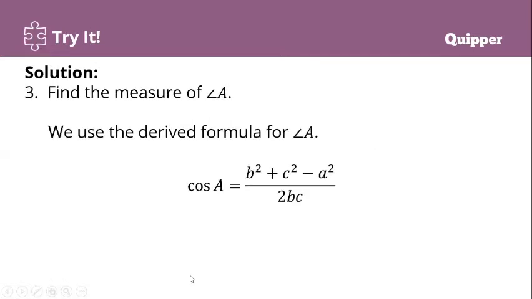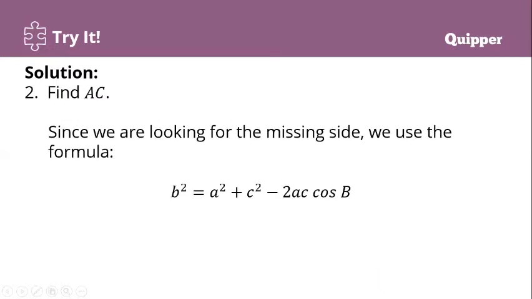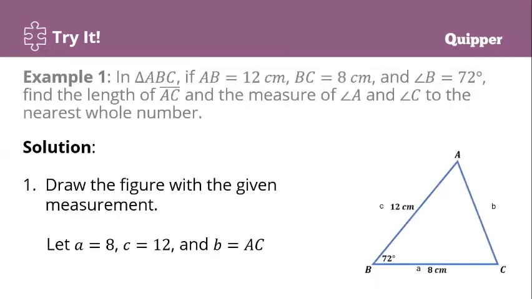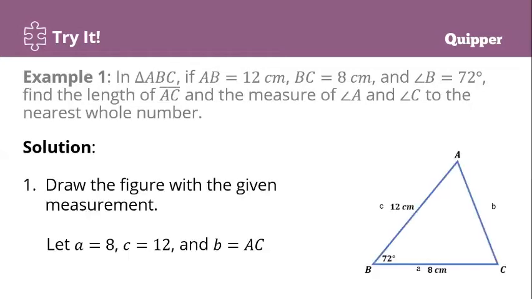Then we use the derived formula for A since we will be looking for another angle. Okay, so going back to the illustration, we already have the value of angle P, which is 72 degrees. We will look for A and C as asked in the problem. Find the measure of angles A and C.